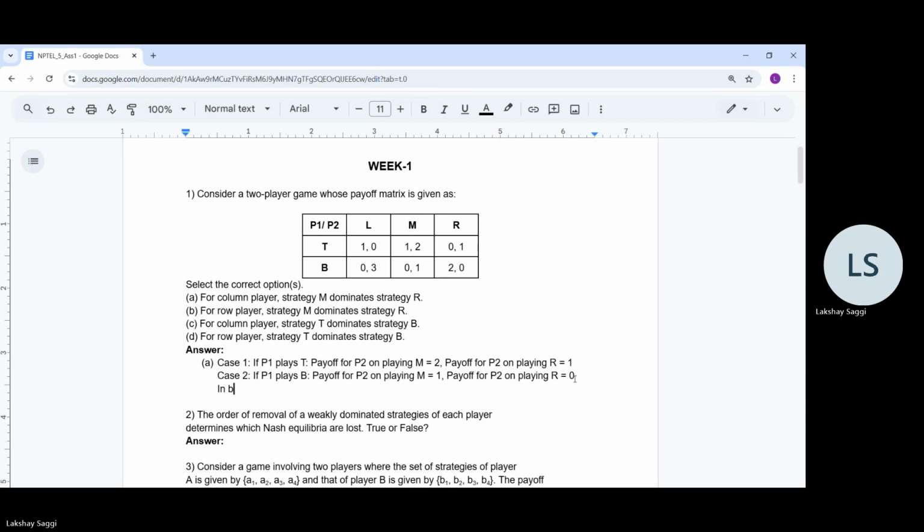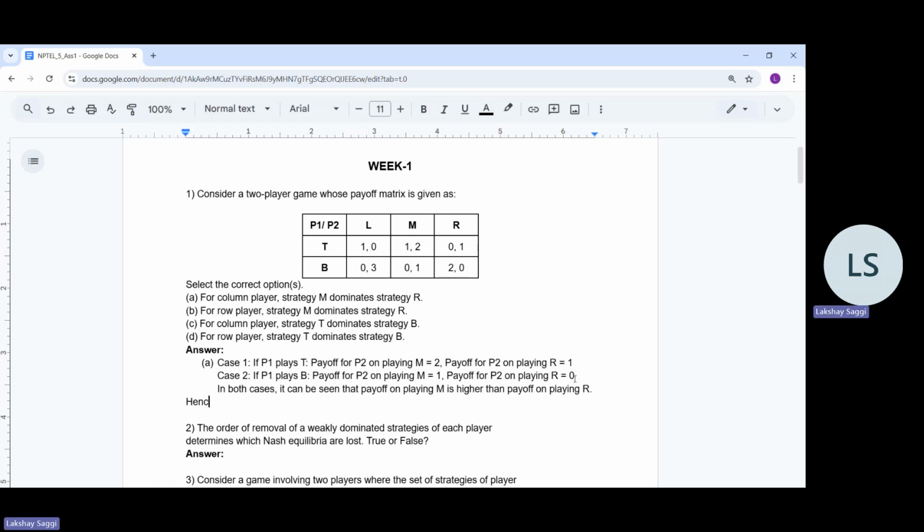So in both cases, it can be seen that the payoff on playing M is higher than the payoff on playing R. And hence strategy M dominates strategy R. So yeah, this option is correct.